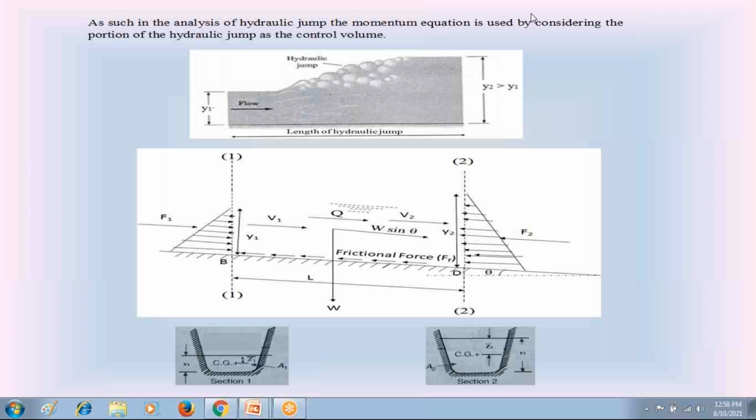But please don't forget to read about the hydraulic jump. I will provide the material. Study this hydraulic jump. Definitely, you will get a question in the semester examination, so at least for that purpose, study it. If you have doubts, please post them in the WhatsApp group or discuss with me.